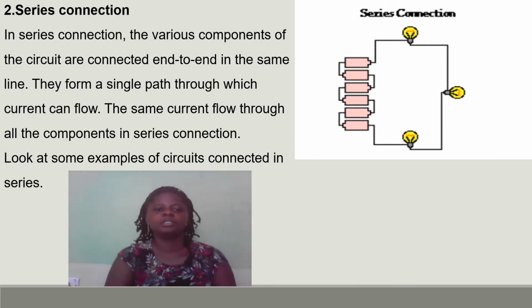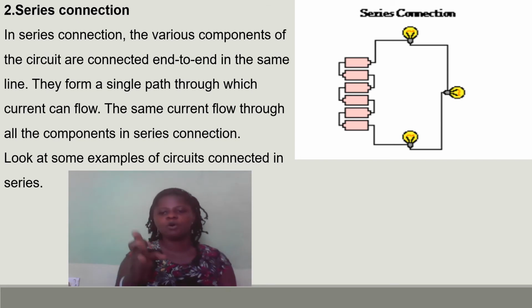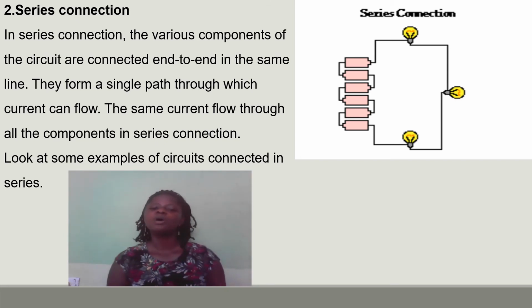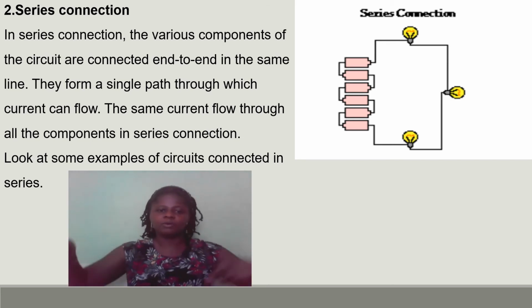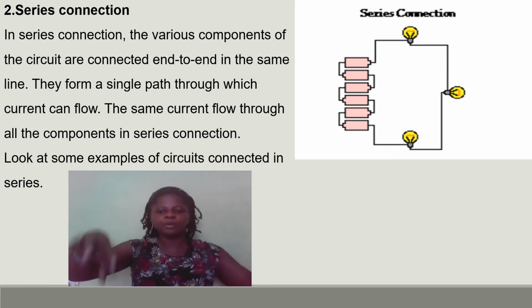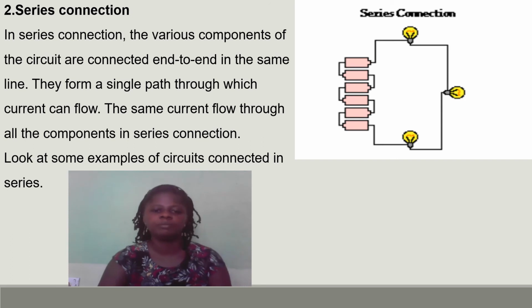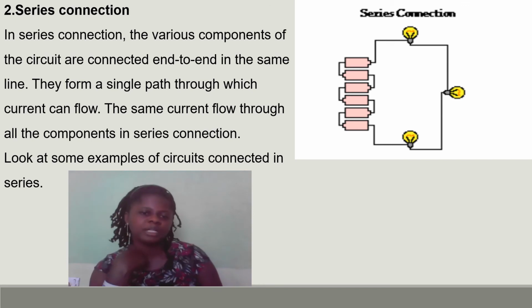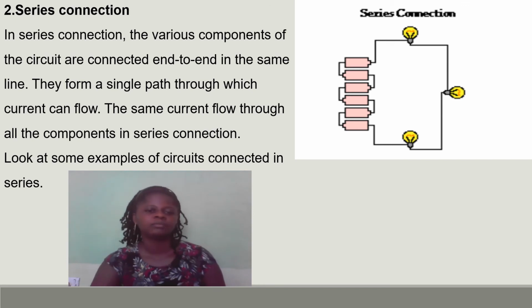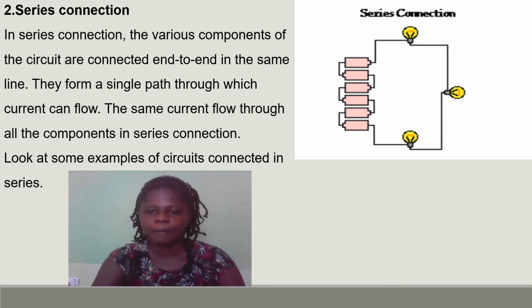In series connection, the various components of the circuit are connected end to end. So from this battery or from this bulb, it goes to this one, and from this one, it goes on. It's like there is one line and all the components are on that very line. There is no branch anywhere. That is basically what the series connection is all about. Here the same current flows through all the components in the connection. When you look at the diagram there, you will see what I'm talking about.